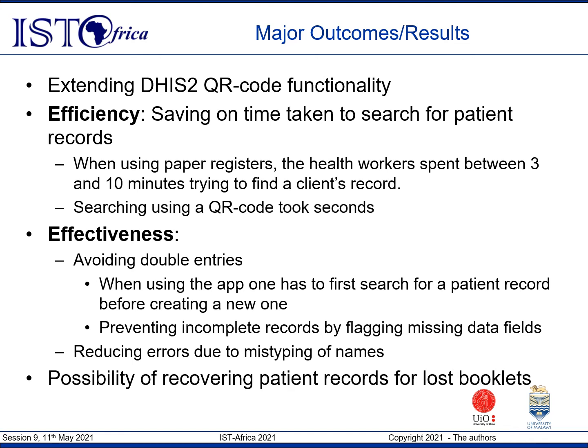And in terms of effectiveness, the app required one to search for a client's record using the QR code before they could register a new one. That prevented the creation of duplicates. The app also flagged missing fields when one wanted to create a new record, so that prevented the saving of incomplete records.